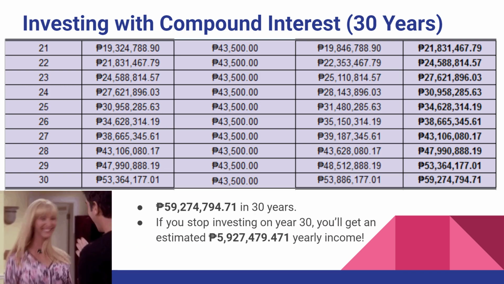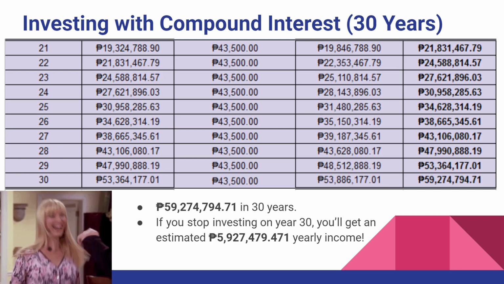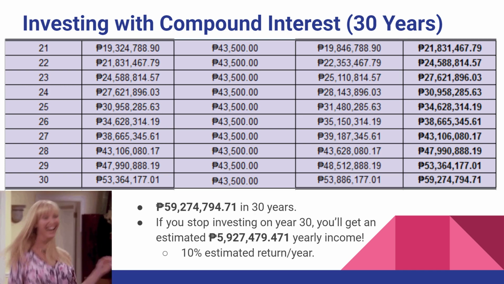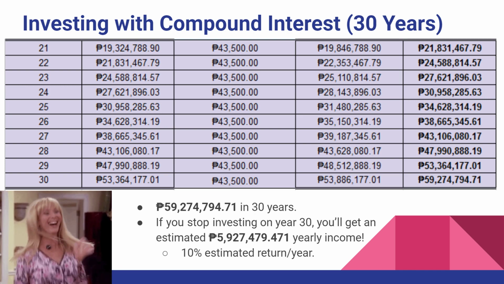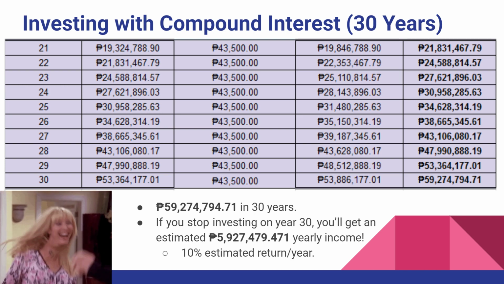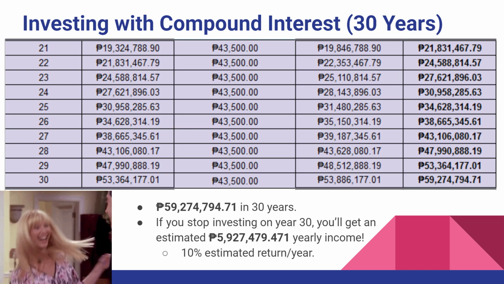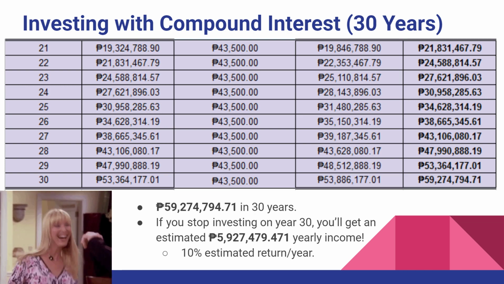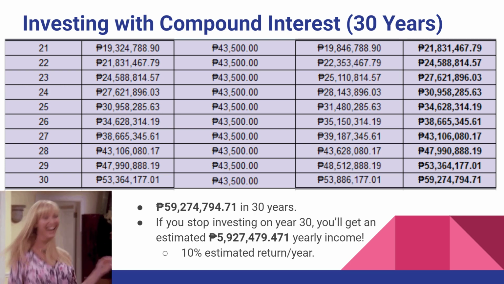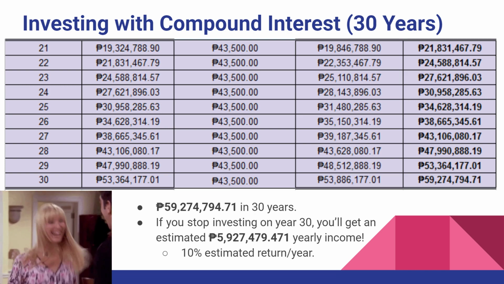If you stop investing on year 30, you'll get an estimated 5.9 million yearly income on a 10% estimated return per year. Even if you have that to 5%, it's still gonna be a big amount of money, right? So it's insane. I mean, what if it doubles? It's gonna be 20%. So your 5.9 million will be doubled. That's more than 11 million, right?